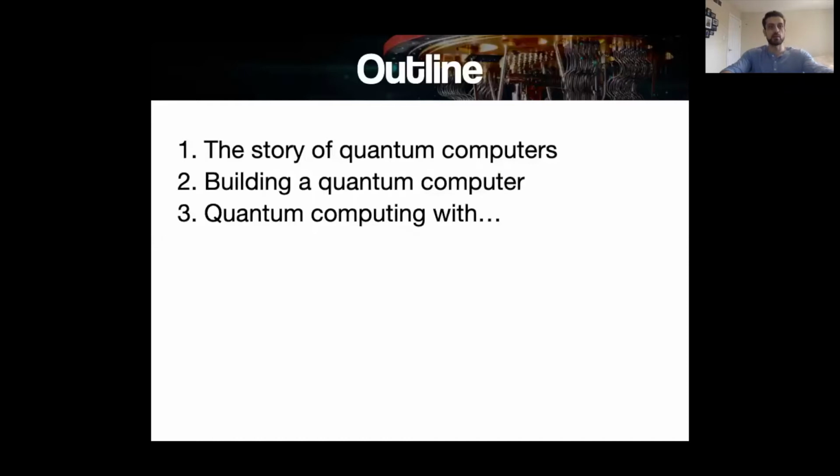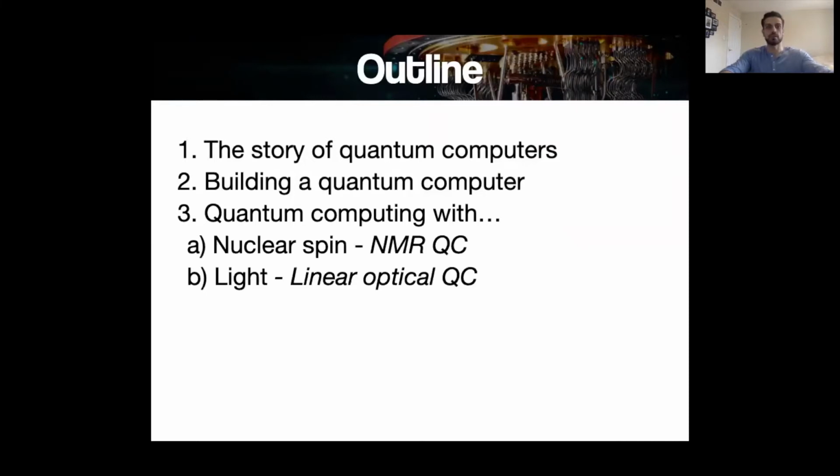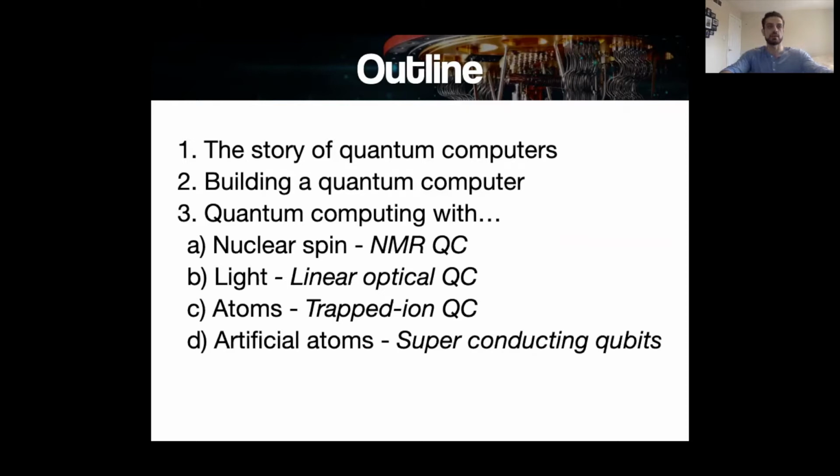So we're going to look at how do you do quantum computing with nuclear spin, so NMR quantum computing; with light, we'll look at linear optical quantum computing; with atoms, we'll look at particularly trapped ion quantum computing; and then with something we can think of as artificial atoms, also known as superconducting qubits, quantum computing.